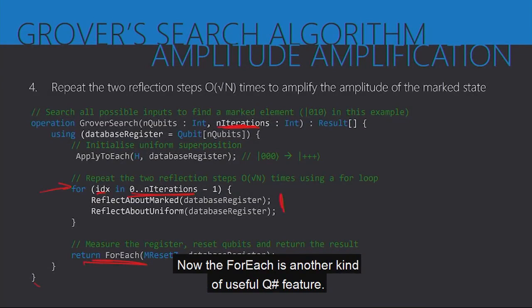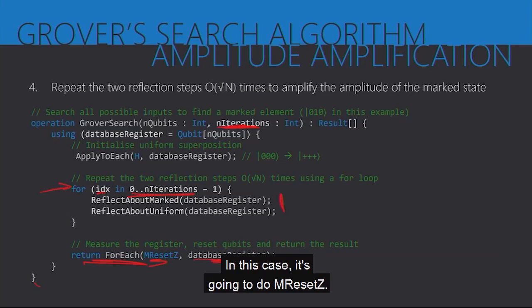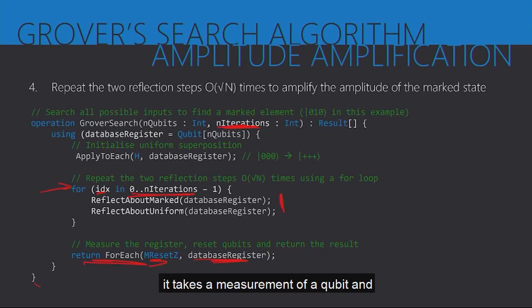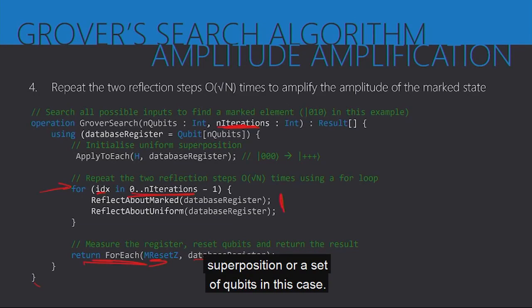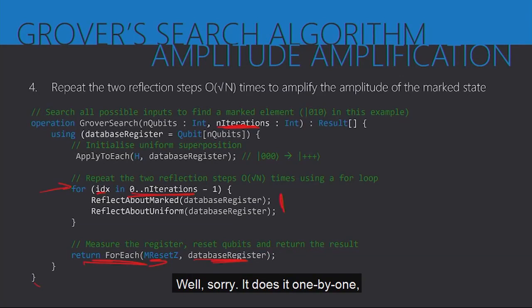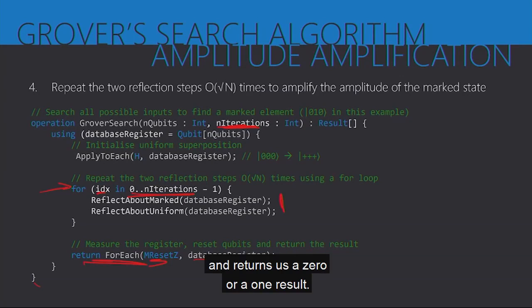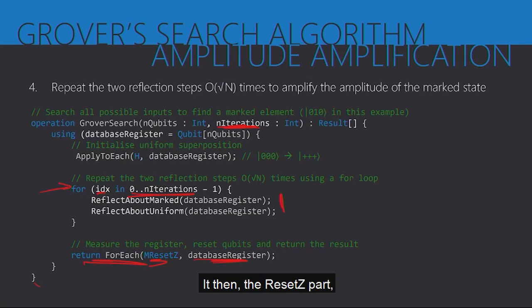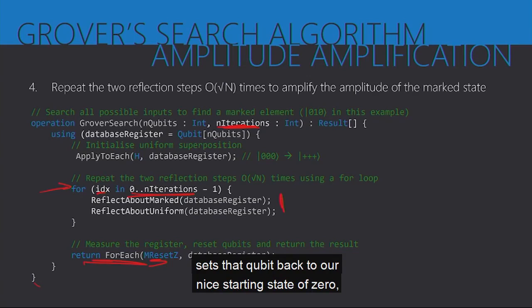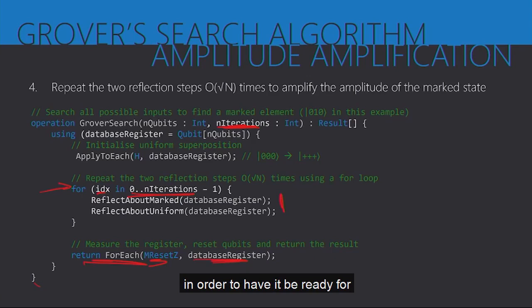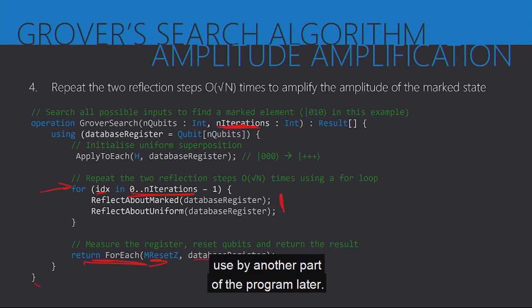Now the for each is another kind of useful Q# feature. What it does is it applies whatever we put in the first argument to all of the qubits in a register that we pass in as an array. In this case, it's going to do m reset z. Now what that does is it takes a measurement of a qubit in superposition, or a set of qubits in this case. Oh, well, sorry, it does it one by one. And returns us a 0 or a 1 result. It then, the reset z part, sets that qubit back to our nice starting state of 0 in order to have it be ready for use by another part of the program later.